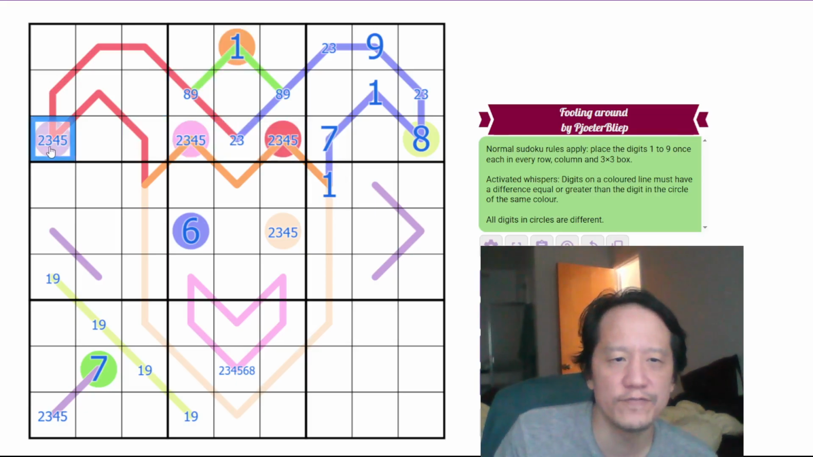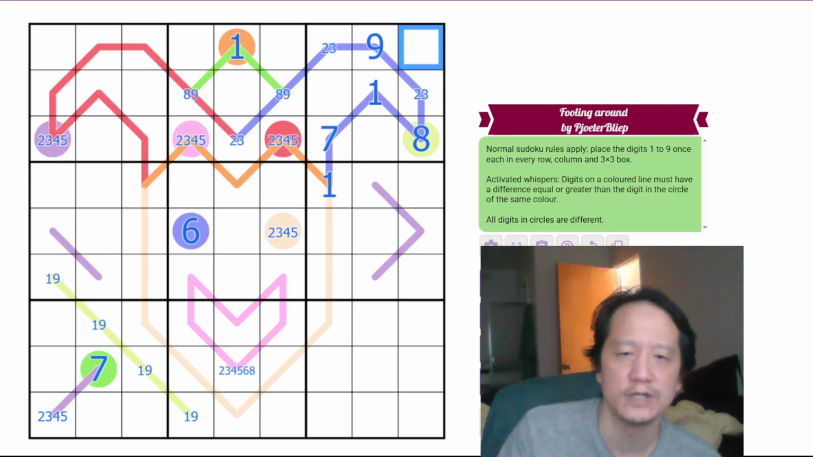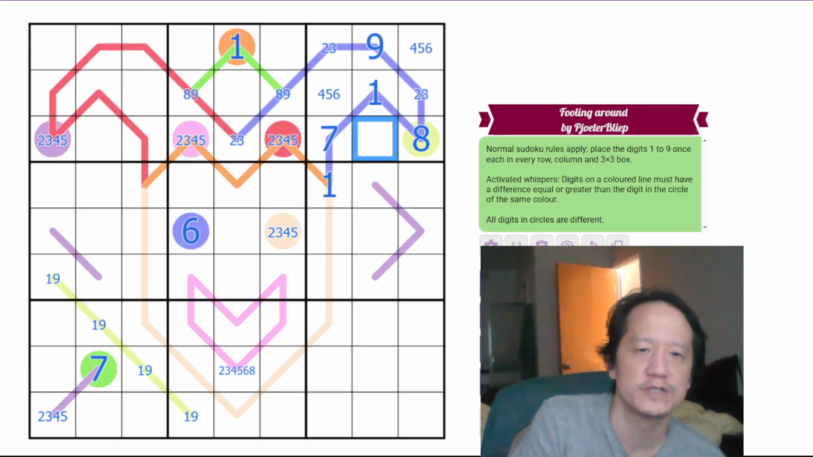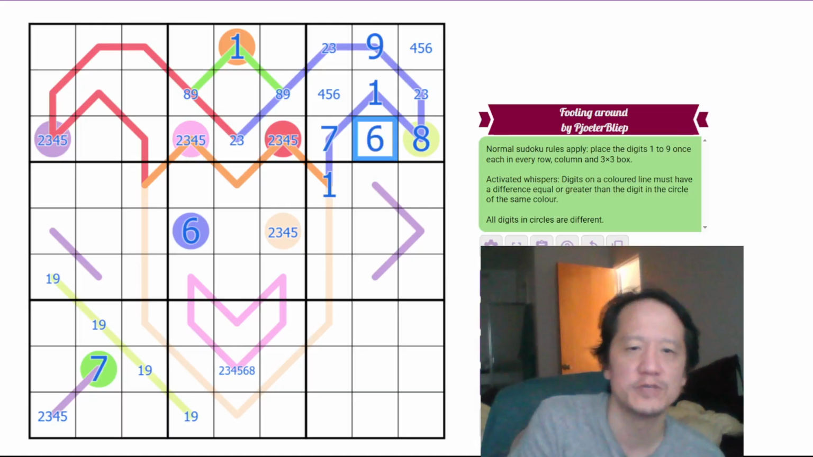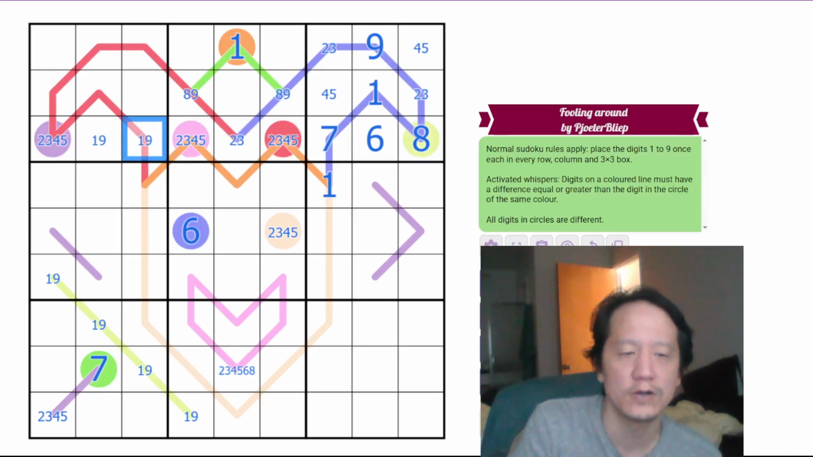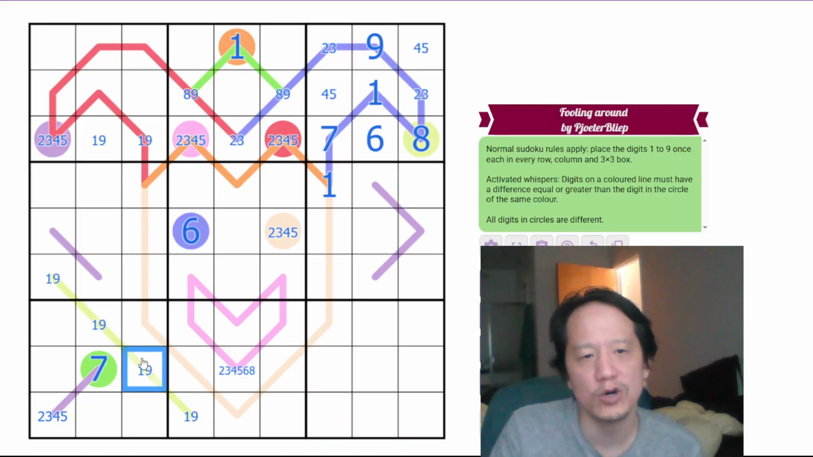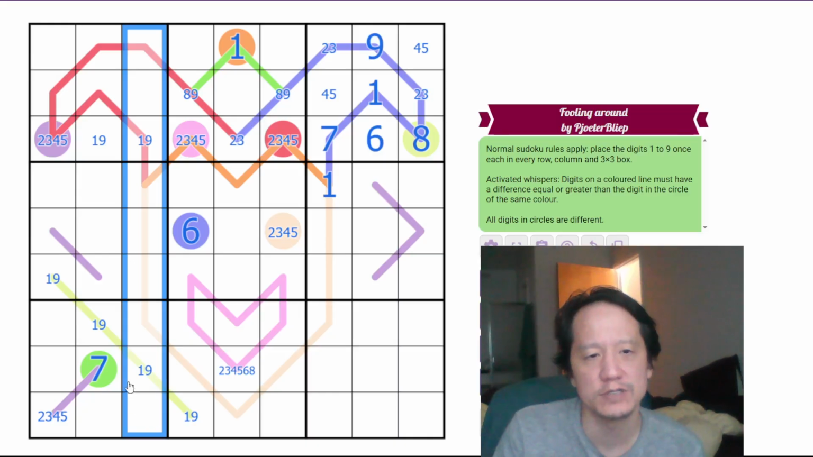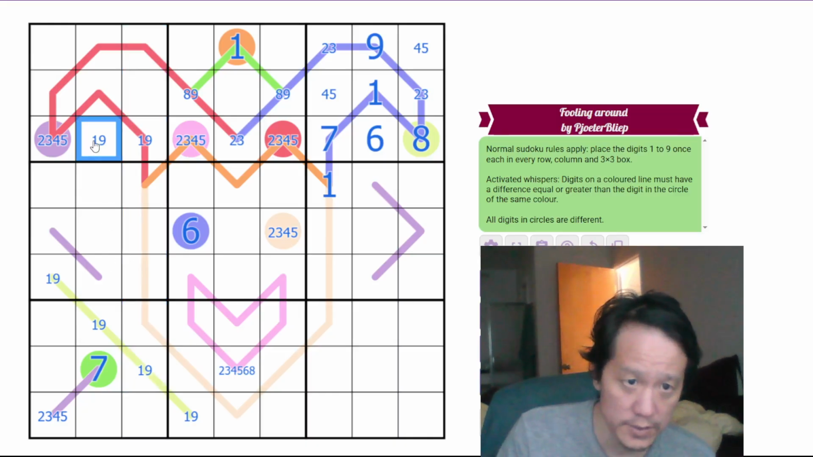We have a 2, 3, 4, 5 quadruplet, though, in row 4. And we have a 2, 3 pair in box 3. So this is 4, 5, 6, 4, 5, 6. This cannot be 4, 5, so this must be 6, which means this can't be 6 and this can't be 6. That leaves a 1, 9 pair here. We have a 1, 9, 1, 9 pair in column 3, which eliminates 1 and 9 in the rest of the column. Same in column 2.